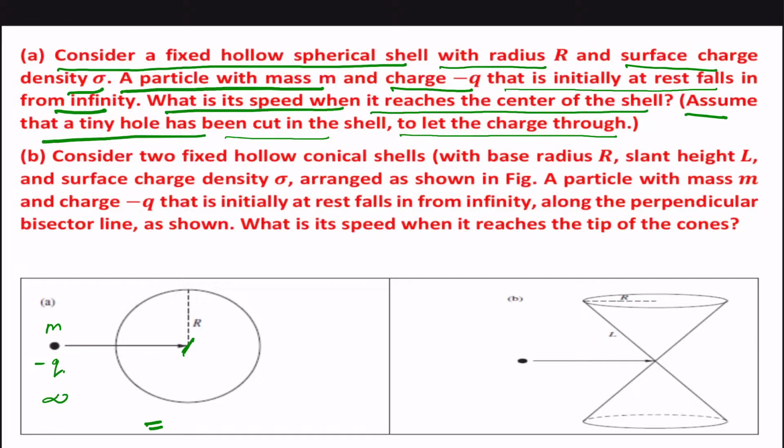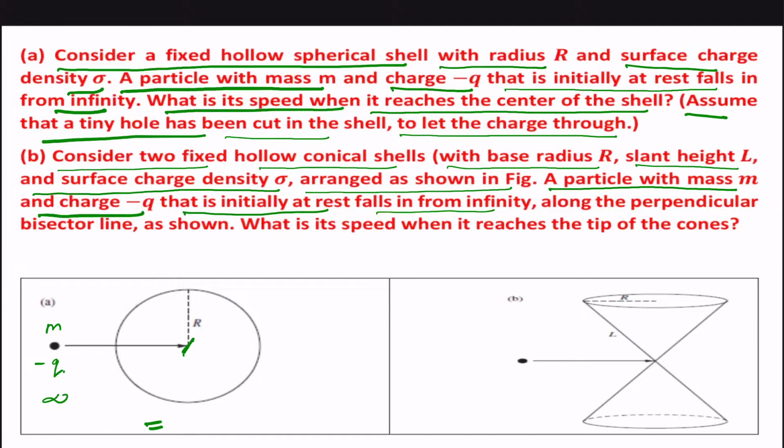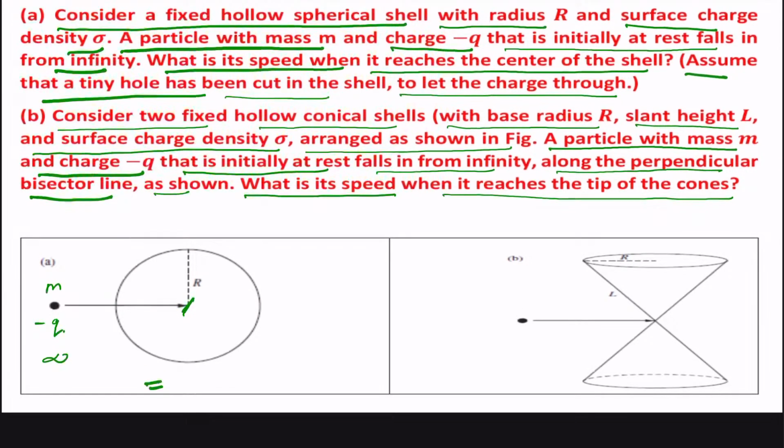In part B, consider two fixed hollow conical shells with base radius R, slant height L, and surface charge density sigma, arranged as shown in the figure. A particle with mass m and charge minus q initially at rest falls from infinity along the perpendicular bisector line as shown. What is its speed when it reaches the tip of the cones? So this is for our part B.